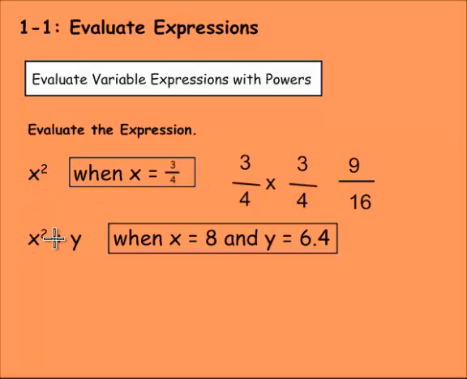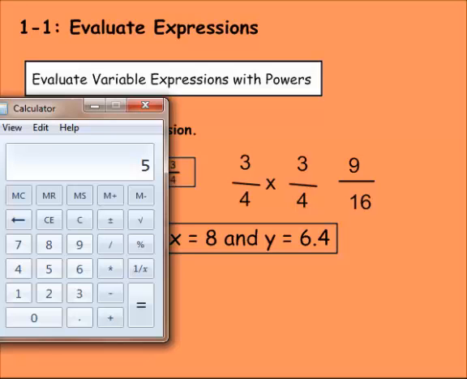Now we have x squared plus y, and it tells us that x is 8, and then y is 6.4. So we need to do 8 squared plus 6.4, which is y. We plug that in for y. So 8 squared, let's do order of operations. That happens first. 8 times 8 is 64.